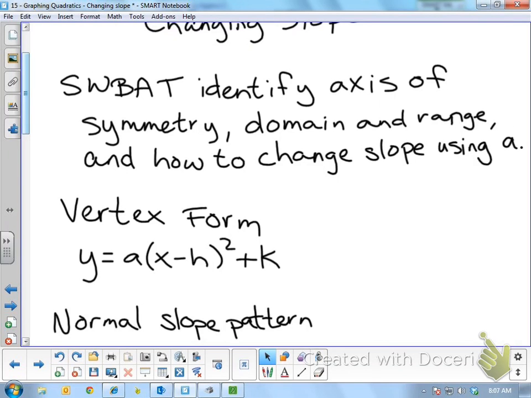So we're still working with our vertex form. Y equals A, parentheses, x minus h squared plus k. That's the form we're focusing on today. Next time we'll talk about standard form.